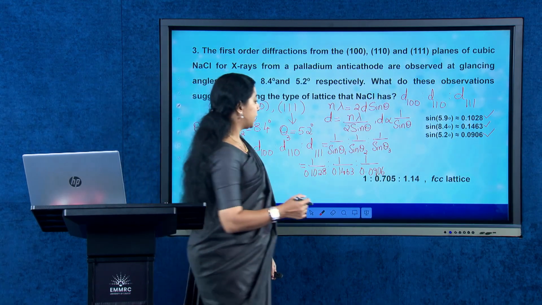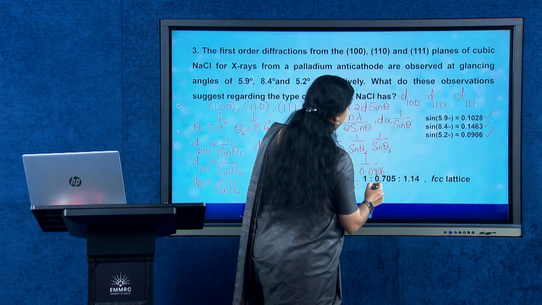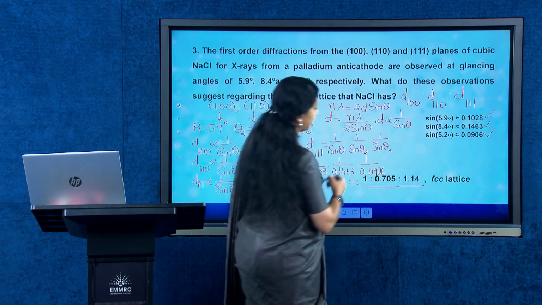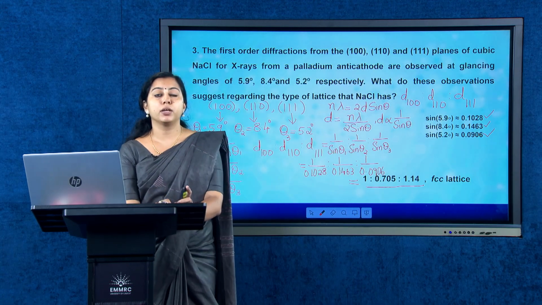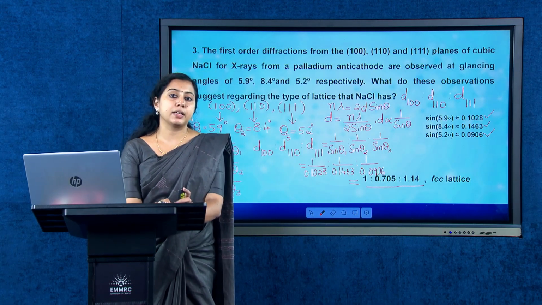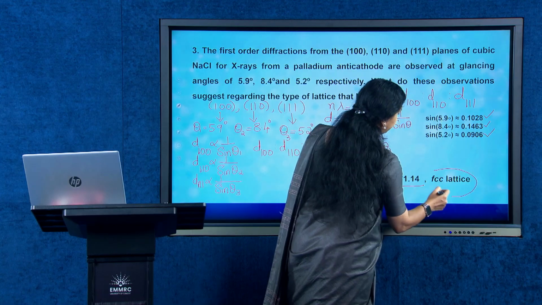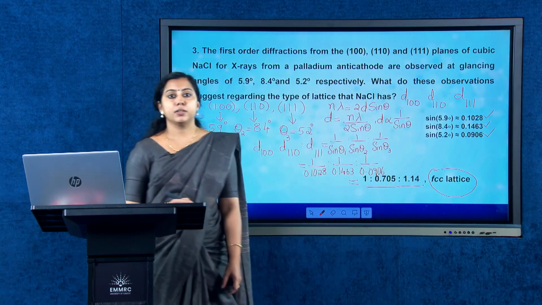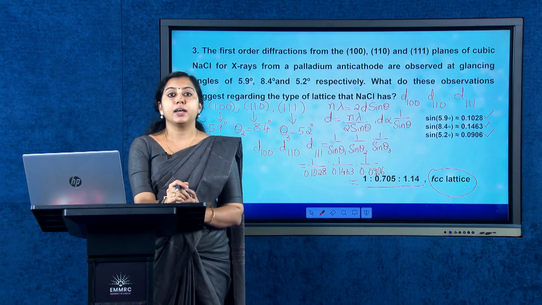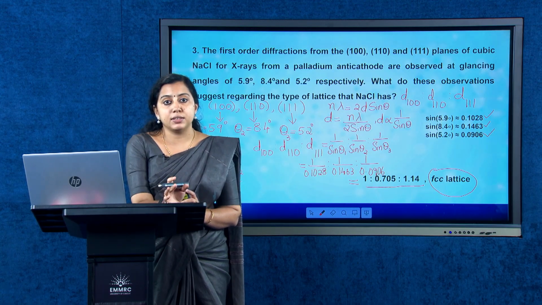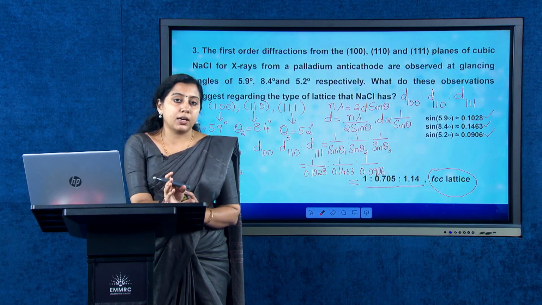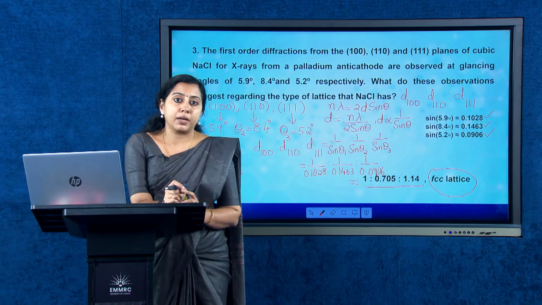That will correspond to almost 1 is to 0.705 is to 1.14, and this is theoretically close to the interplanar distance ratio for an FCC lattice. So, we can say that NaCl has an FCC lattice. This is how we identify the type of lattice that a crystal belongs to using Bragg's equation.